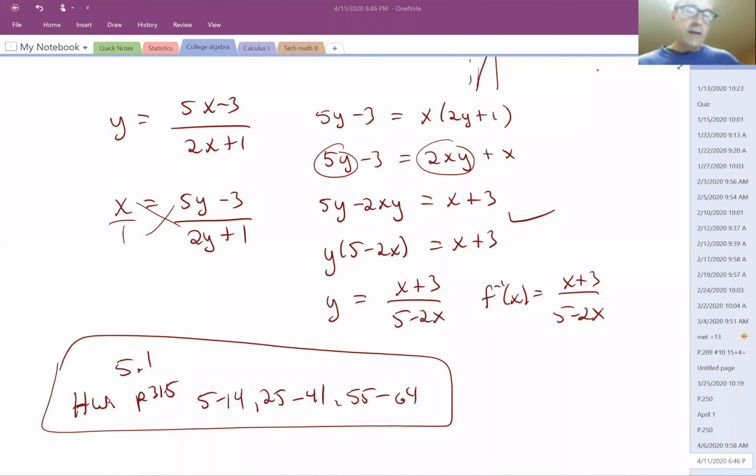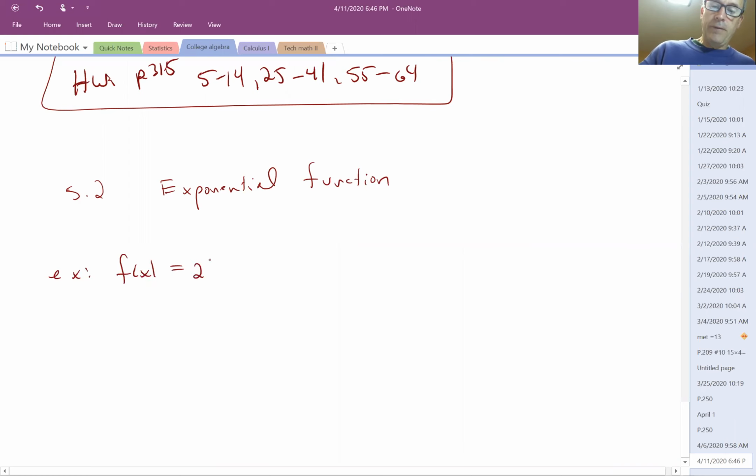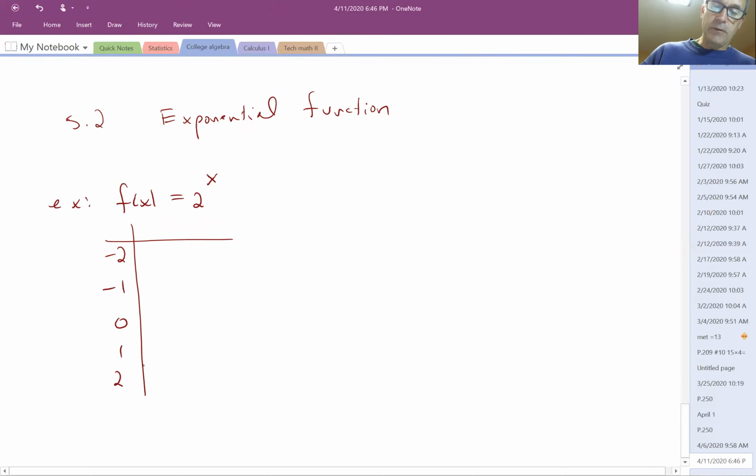Okay, so now we're going to do the next section, 5.2, exponential functions. Ooh. Let's get right to an example. Let's graph 2 to the x. Not x squared. We're switching around now. X is the power. Let's just plot points. Okay, this is not nearly as bad as you might anticipate.